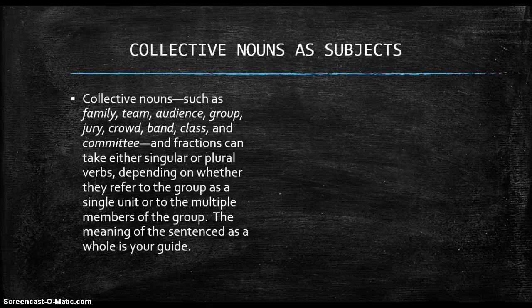Let's talk about collective nouns as subjects. Collective nouns are words like family, team, audience, group, jury, crowd, band, class, committee, and also fractions. And these things can take either singular or plural verbs. It depends on whether they're referring to the group as a whole or the individual members of the group. You have to look at the sentence to determine the best verb.